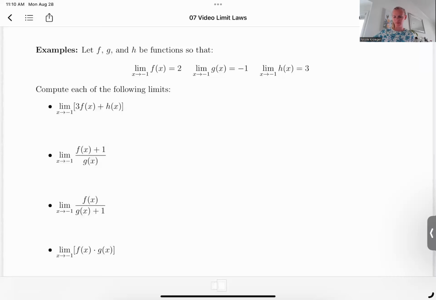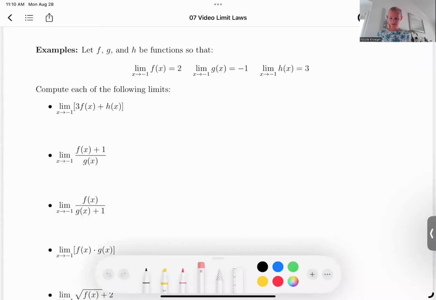We're going to go ahead and use those limit laws that we saw on the previous page to practice computing some limits. And what I will tell you is that this is going to be really tedious. It's going to be painful, and you are not going to want to write out all the details, but you need to write out all the details for these limit law problems.